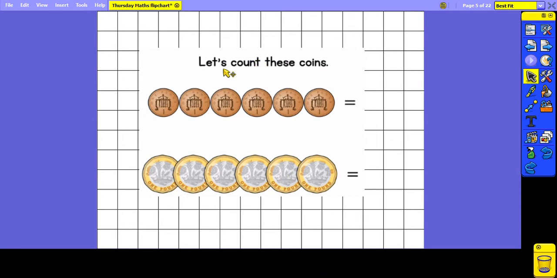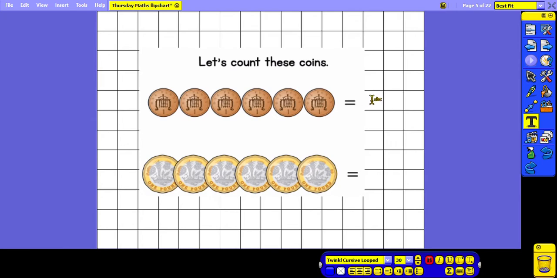And now we're going to count the coins to work out their value. And here we've got 1 pennies or 1 pences. So we can just count in ones. So we've got 1, 2, 3, 4, 5, 6. We need to remember to write our units on the end, which is pence. So for pence, we just write a P.